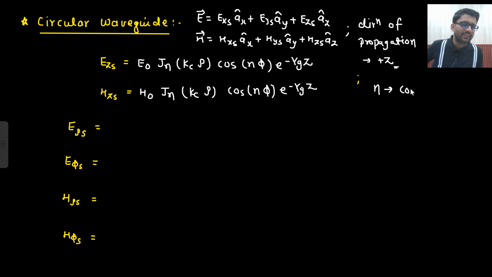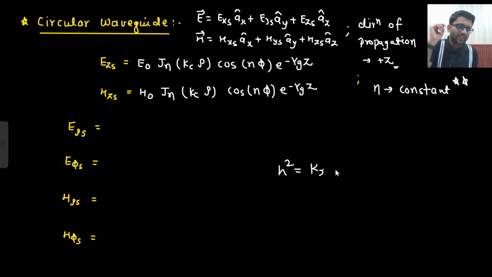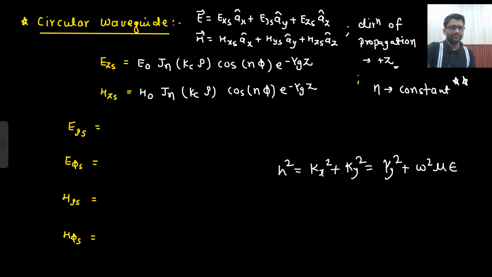As of now you consider this n as constant. Certainly it will be discussed in this lecture only, later on. What is this Kc? In rectangular waveguide, what did we study? H square is equal to kx square plus ky square is equal to gamma g square plus omega square mu epsilon. Similarly here, h square is equal to kc square is equal to gamma g square plus omega square mu epsilon. Are you getting this point?